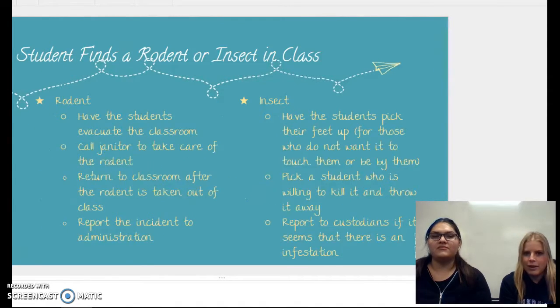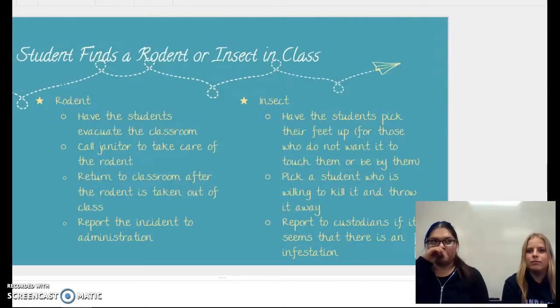Alright, what do you want to do if you find a rodent in the class? When this happens, the first thing you want to do is have the students evacuate the classroom. Obviously, we don't want to be in the same classroom as a mouse. It's nasty. So get everyone out of there, and then call the janitor and have them take care of the situation. That way you're not handling this by yourself. As soon as the rodent is taken care of, you can return to the classroom or stay in a different classroom, whatever the situation is. You also want to make sure that you're reporting the incident to administration, just in case this is an ongoing issue with other classrooms.